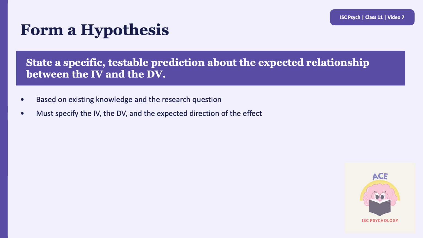Step 2. Form a hypothesis. Based on existing knowledge and their research question, the researcher states a specific testable prediction about the expected relationship between the independent variable and the dependent variable. This hypothesis will be either supported or not supported by the experiment.